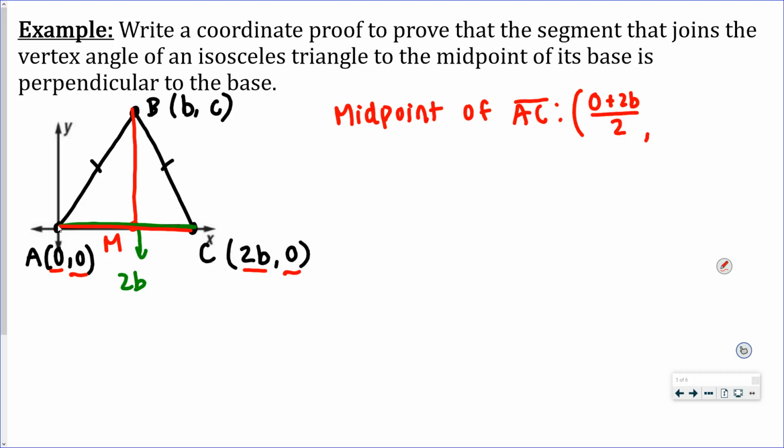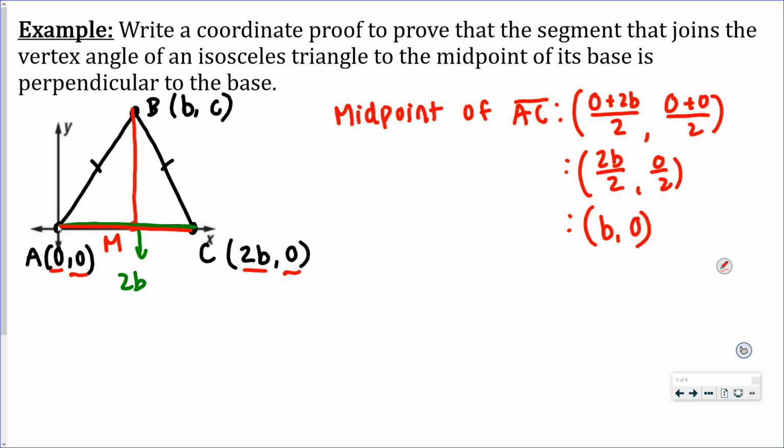And add the y coordinates, 0 plus 0, divide those by 2 to figure out halfway. So the midpoint: 0 plus 2b is 2b, 0 plus 0 is 0. 2b divided by 2 is b. 0 divided by 2 is 0. All right, so that midpoint is (b, 0). Again, the reason why I picked 2b was because I got a nice, clean, no fraction midpoint. I'm going to call it N.